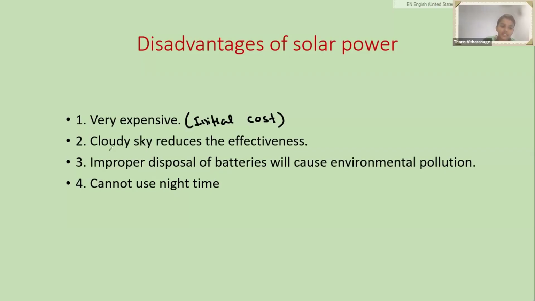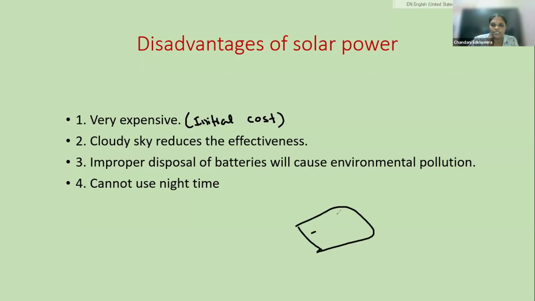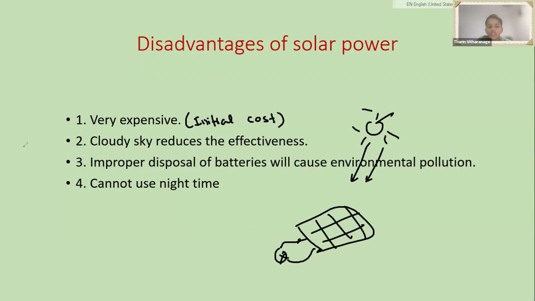Madam, you can't understand the second one. Cloudy sky, that means it's very easy to understand. Now consider this is the solar panel here. The solar panel is producing the electricity. When the sun rays fall on it, electricity is produced. Now consider that if clouds are there, they block the sun rays. So the amount of electricity produced here is decreasing. Got it? Okay, teacher.